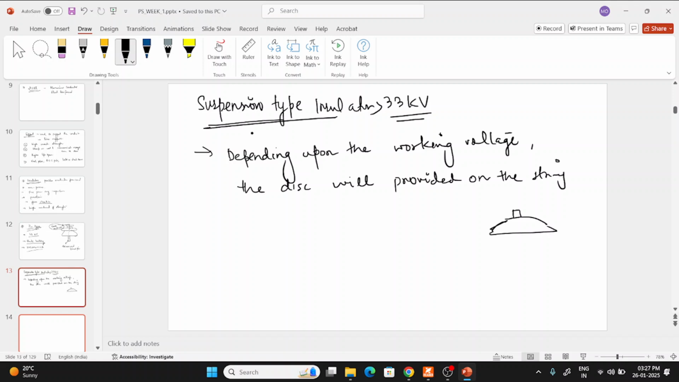So these are the discs, depending upon the voltage. But the thing is that these are all connected in series. So whenever they are connected in series, there will be a capacitance.